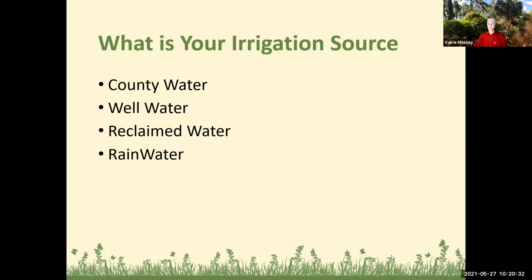You want to think about what your irrigation source is. Is it county water, where most likely the pH is going to be fine? Well water can have issues with saltwater intrusion. Reclaimed water definitely has higher salts because of nutrient runoff or how it's processed. And then of course, rainwater.